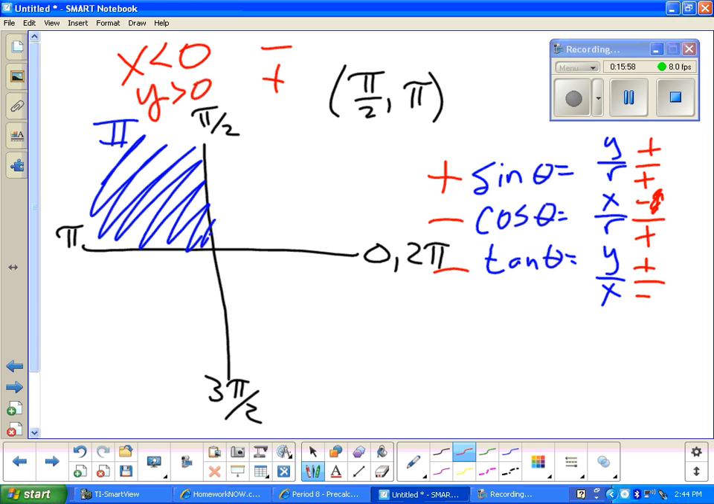If I were to do this for all the quadrants, this one's positive, negative, negative. This particular quadrant is positive, positive, positive, because everything's positive there. This one's negative, negative, positive. And this one is positive, negative, negative.